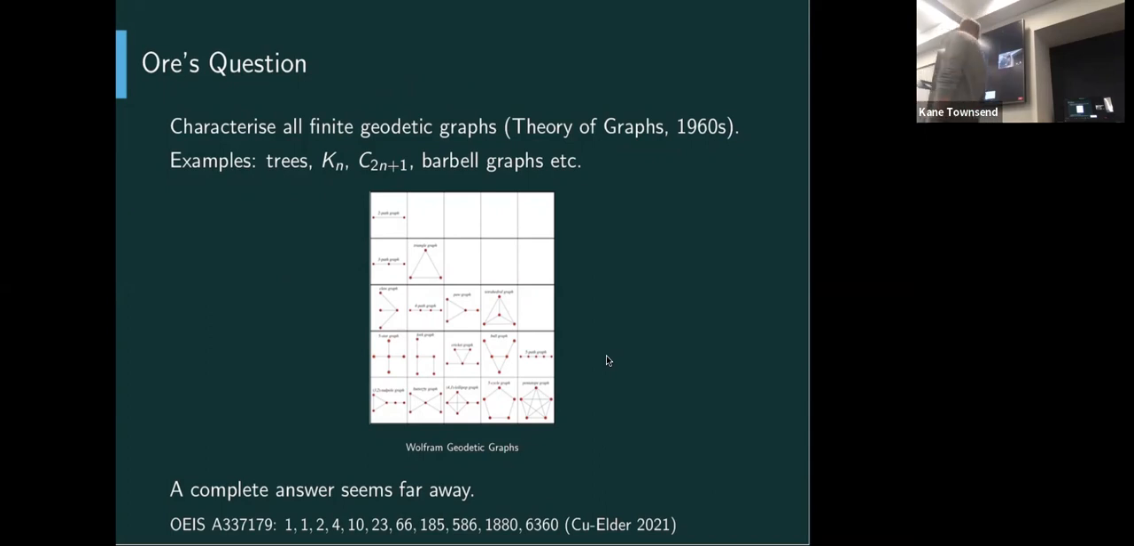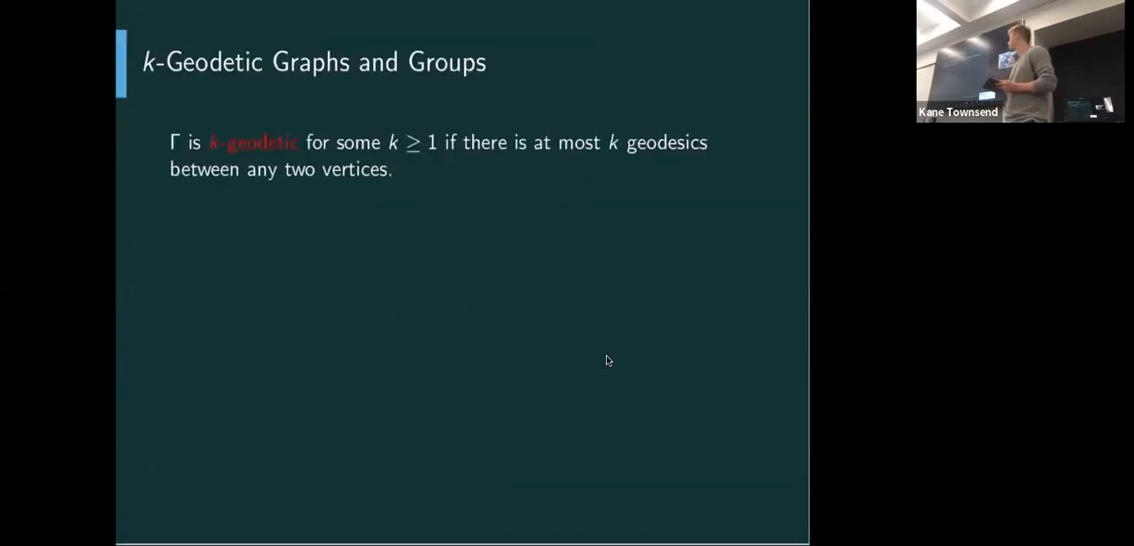11, okay. You can count how many numbers are there, and so that's the number of different geodetic graphs there are for each number of vertices. But there's no sort of complete classification of geodetic graphs. And so we're going to change the question a little bit and talk about k-Geodetic graphs, particularly with the Cayley graphs.